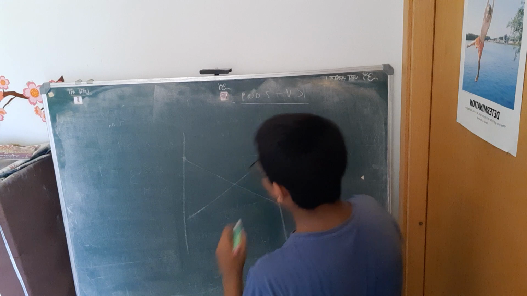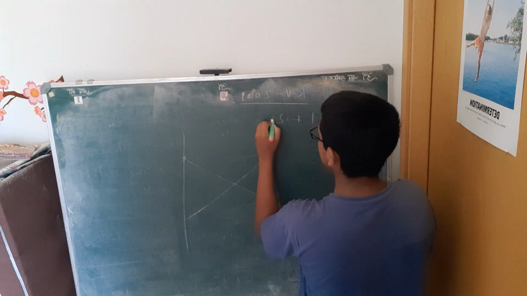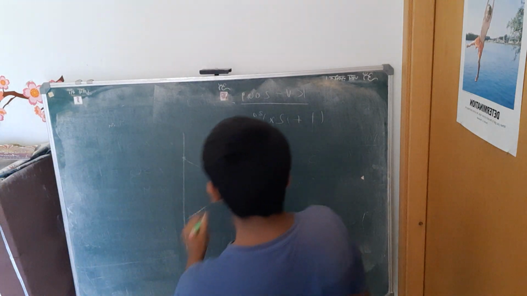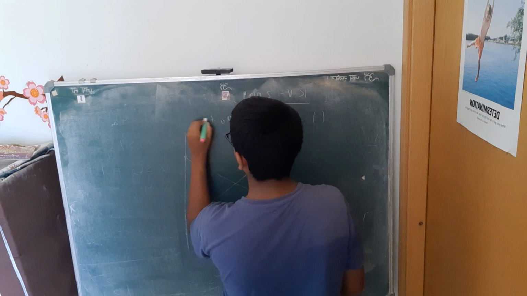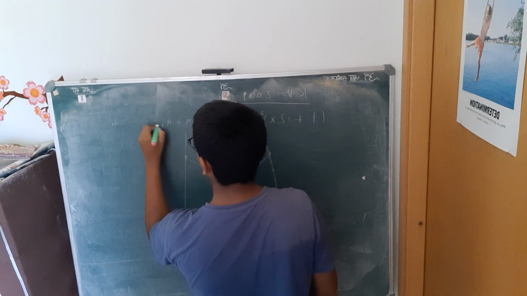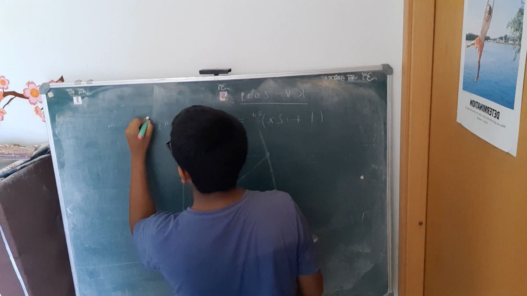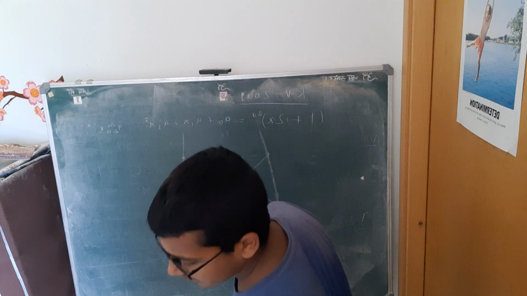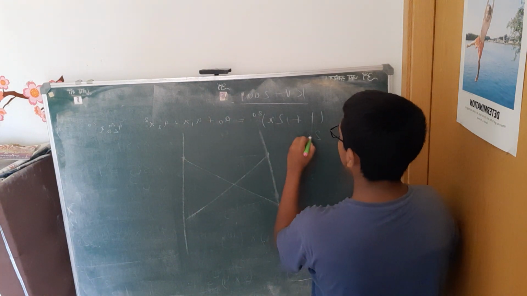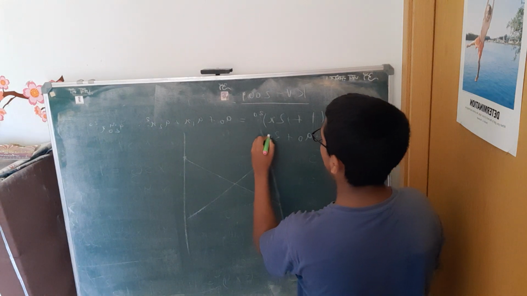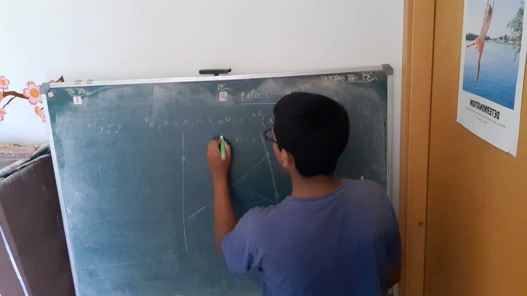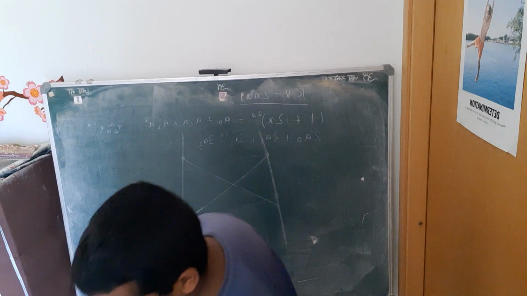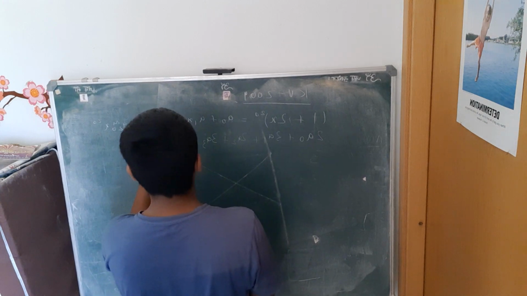Okay, so we have an expression (1 plus 2x) whole raised to 20, which is equal to a0 plus a1x plus a2x square up to a20 x raised to 20. We want to figure out the value of 2a0 plus 3a1 plus 2a2 plus 3a3 up to the value 2a19 plus 3a20.